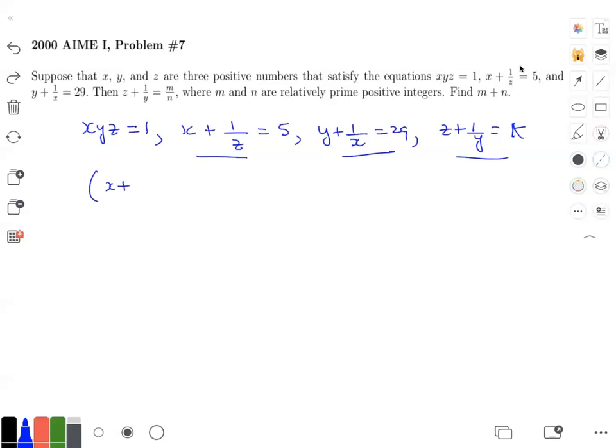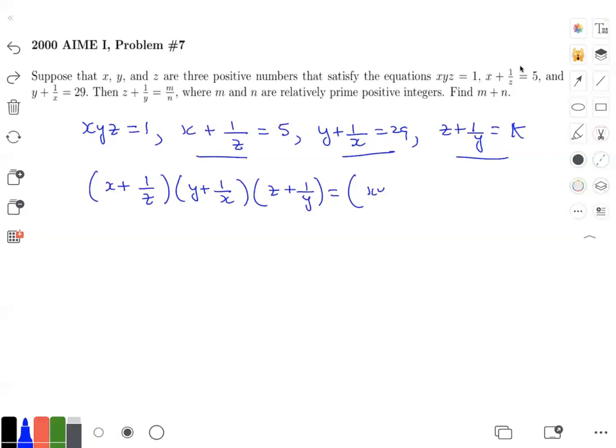And in fact, this is actually a symmetric problem. x, y, z are all symmetric. So it's actually a good idea to try to multiply around things and then try to see if you can get something. So x plus 1 over z, y plus 1 over x, and then z plus 1 over y. Let's multiply these two together. So we'll first deal with the first two terms. Let's just do that multiplication.